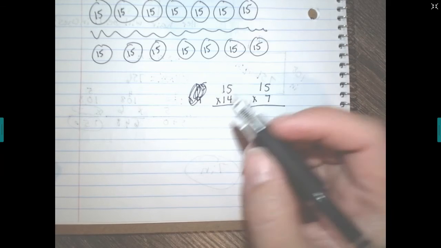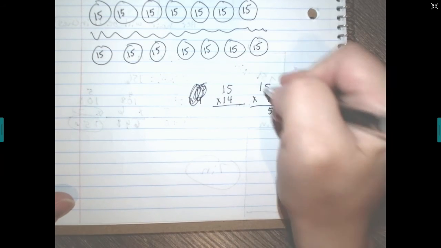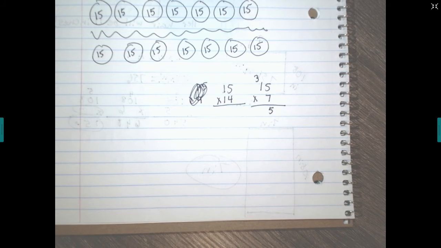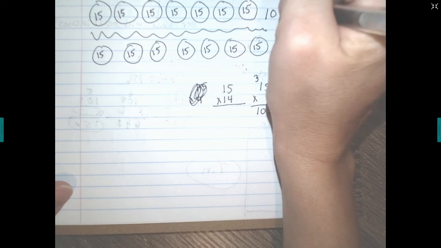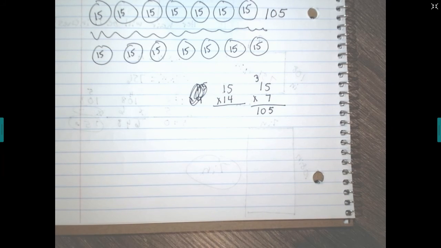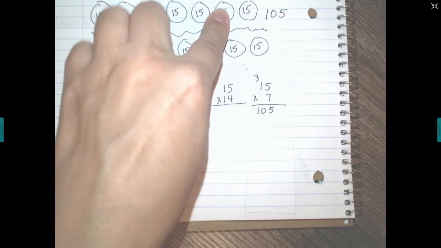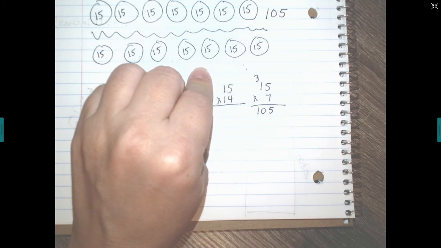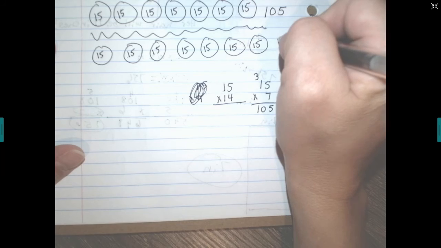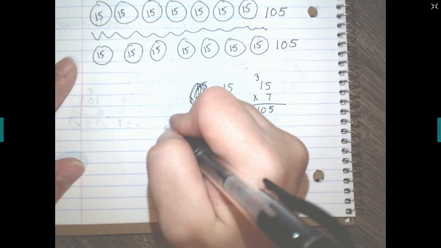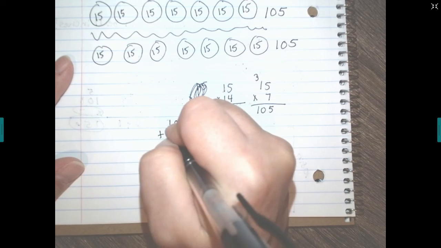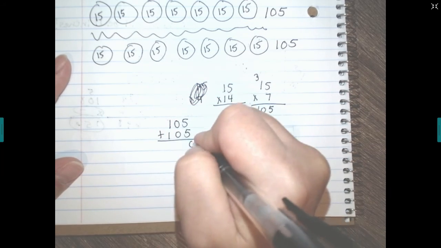So 7 times 5 is 35. So 5, carry your 3. 7 times 1 is 7, plus 3 is 10. So in one day, he handed out 105 coupons. If he handed out 105 on the first day, he also handed out 105 on the second day. Now I can just add the two totals together to finally get how many he handed out in both days. So 105 plus 105, 10, carry your 1.